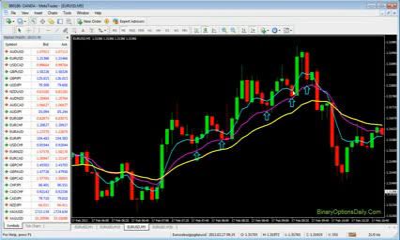We're waiting for those pullbacks, because when you pull back, when you're able to get in these pullbacks with the trend, that's when you've got the best opportunity to take some really, really good trades and also make some good money.